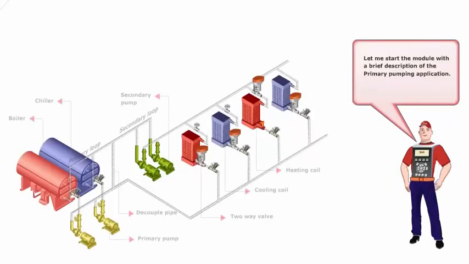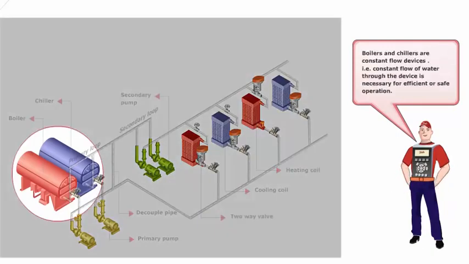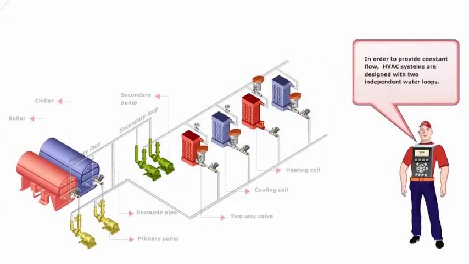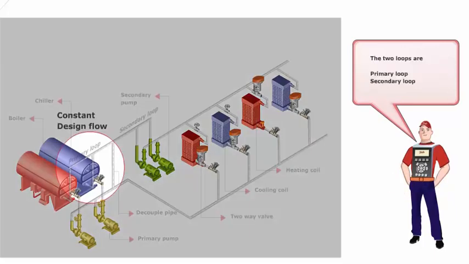Let me start the module with a brief description of the primary pumping application. Boilers and chillers are constant flow devices. That is, constant flow of water through the device is necessary for efficient or safe operation. In order to provide constant flow, HVAC systems are designed with two independent water loops. The two loops are the primary loop and the secondary loop.